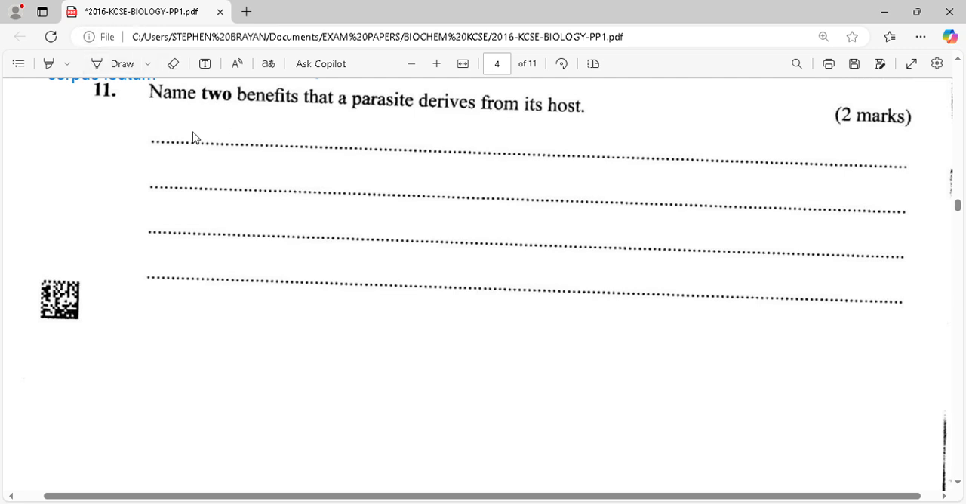We stopped at question 10, and now we're going to question 11, where we're asked to name two benefits that a parasite gets from a host. The relationship between a parasite and a host is called the parasitic mode of nutrition. We have different types of modes of nutrition: parasitic, saprophytic, and holozoic. There are two things that a parasite can benefit from a host.